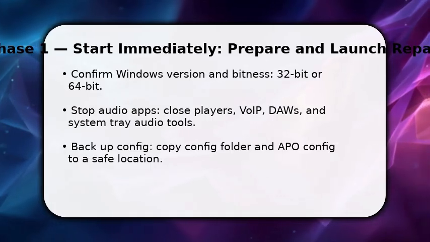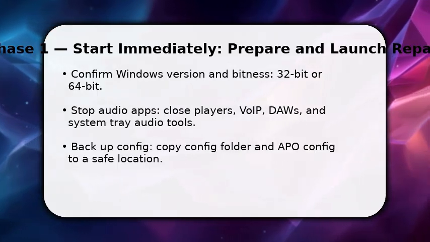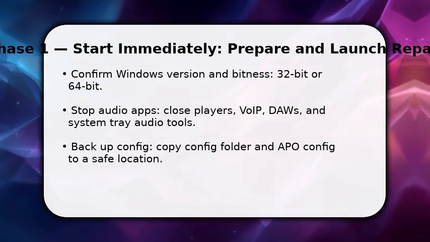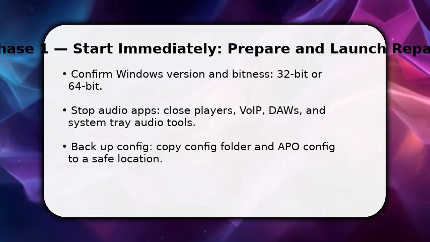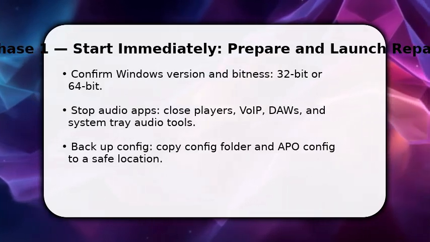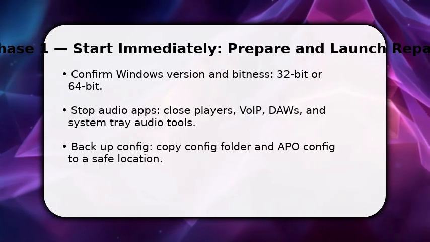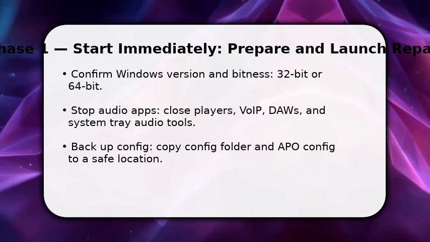You start by verifying your system and securing configs. First, check Windows bitness so you use matching installers. It matters for drivers. Next, quit all audio apps and background audio services to prevent file locks. Then copy the Equalizer Apo config folder and your Apo config to another folder. This avoids losing presets. Once done, run the installer as administrator.